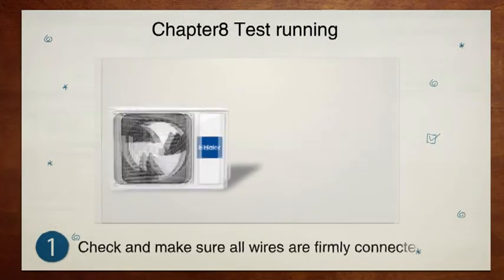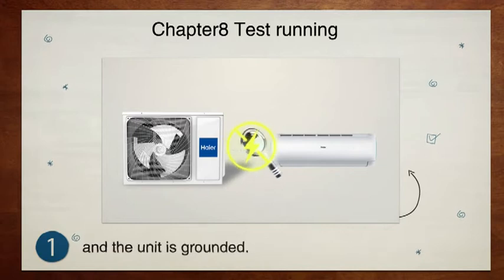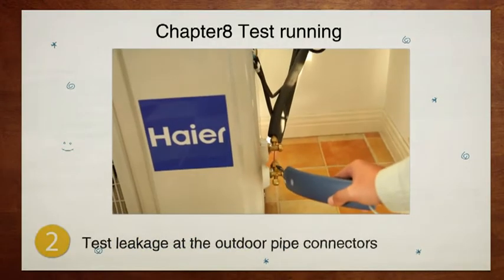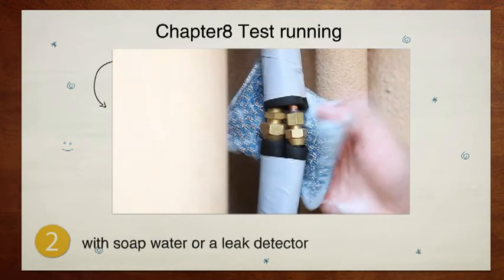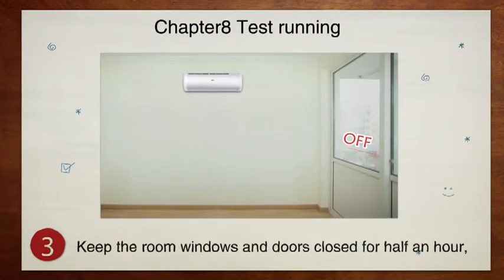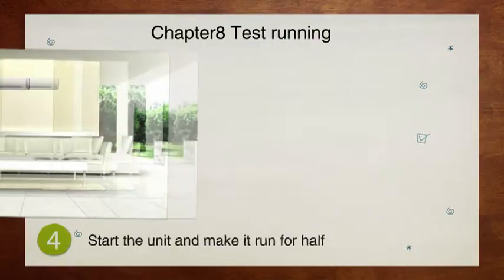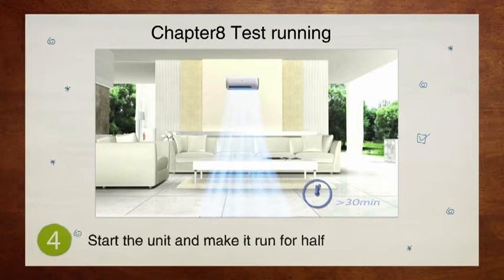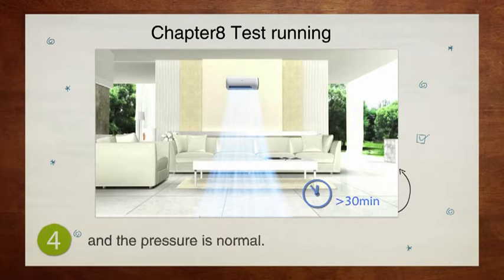Chapter 8. Test running. Number 1. Check and make sure all wires are firmly connected and the unit is grounded. Number 2. Test leakage at the outdoor pipe connectors with soap water or a leak detector. Number 3. Keep the room windows and doors closed for half an hour, then detect whether there is a leakage on indoor unit. Number 4. Start the unit and make it run for half an hour to check whether the unit runs well and the pressure is normal.